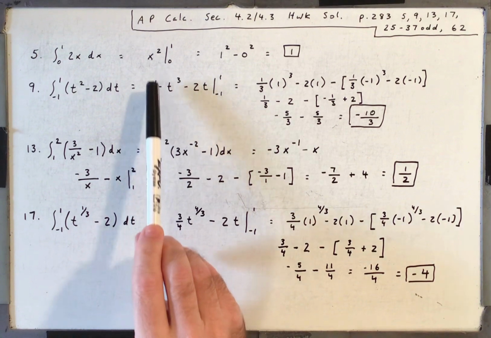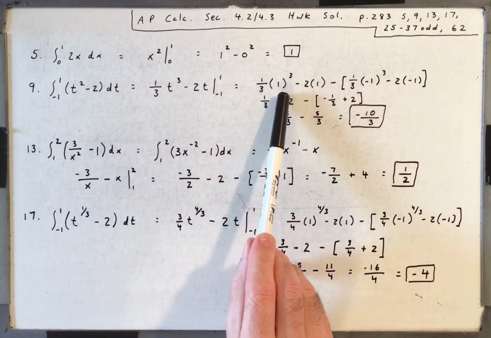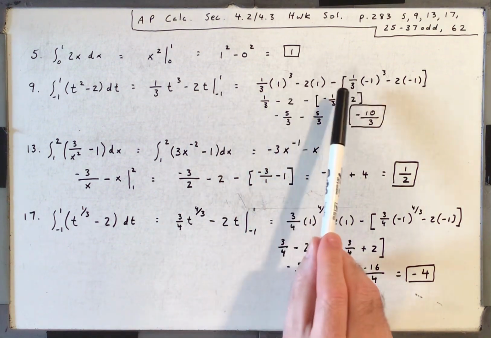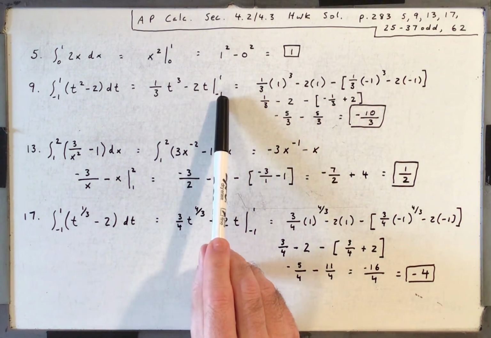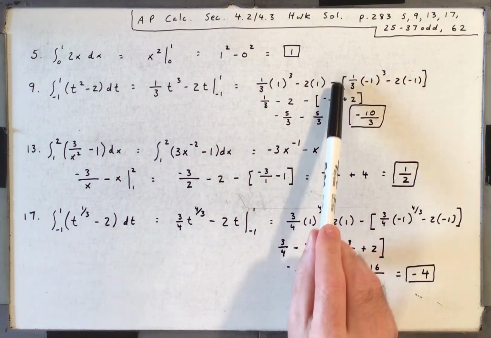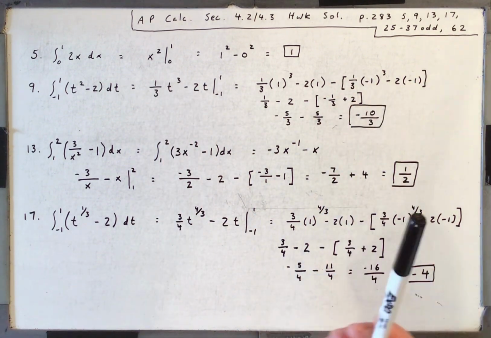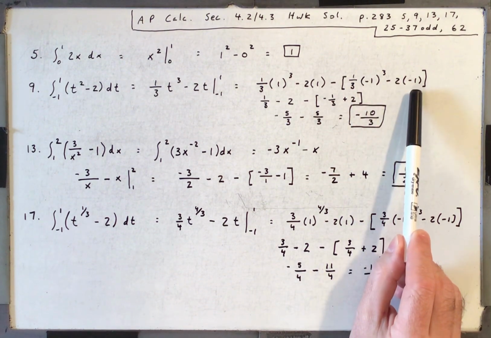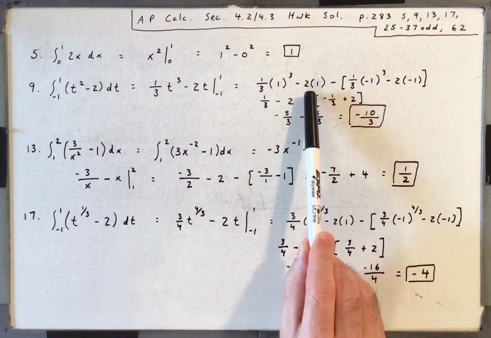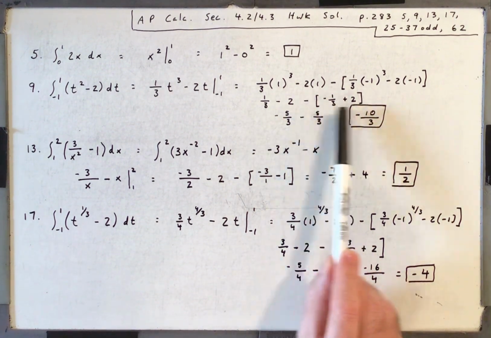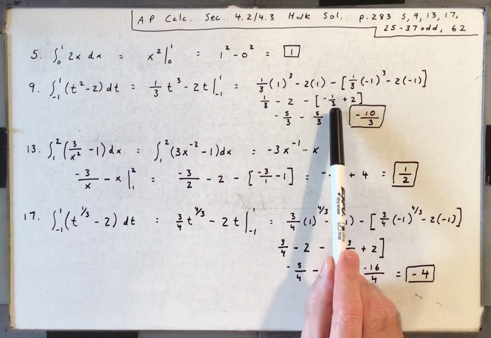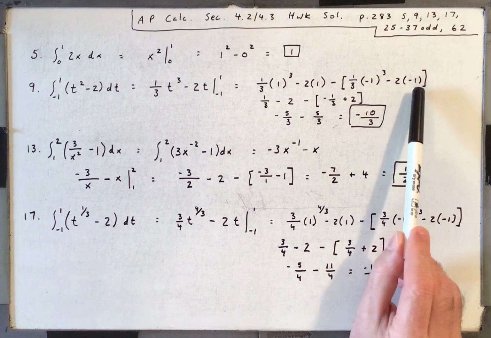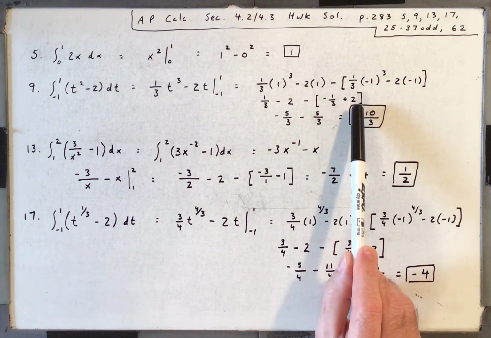Then we plug in 1, so that's 1/3 times 1 cubed minus 2 times 1, and then subtract out plugging in -1 into that. And I like to put brackets around it so I don't mess up the signs. So we would have 1/3 times -1 cubed minus 2 times -1. All right, that's 1/3 minus 2 minus, and I left the brackets in place. -1 cubed is -1, so minus -1/3, and then minus 2 times -1 would be plus 2.